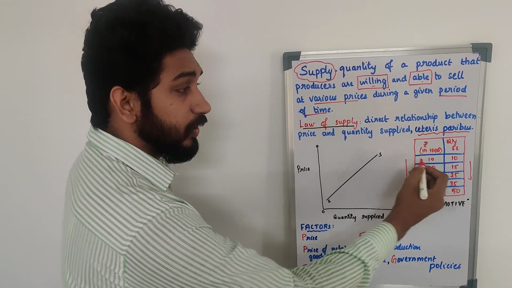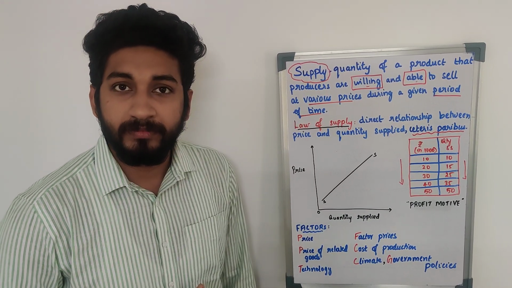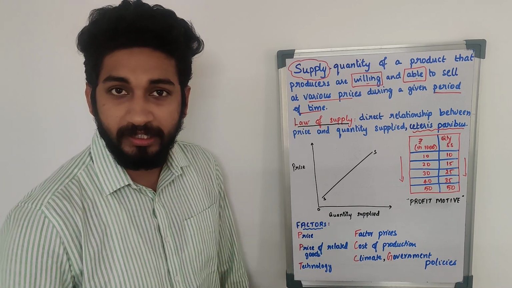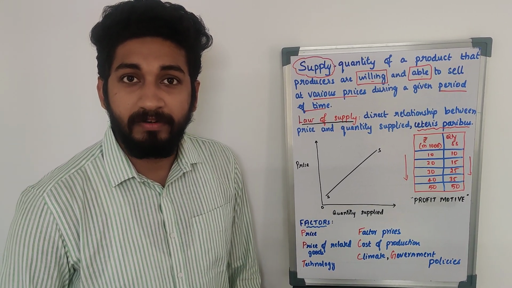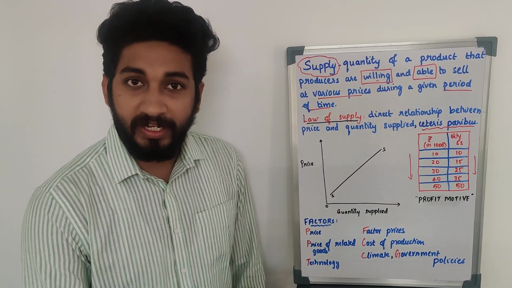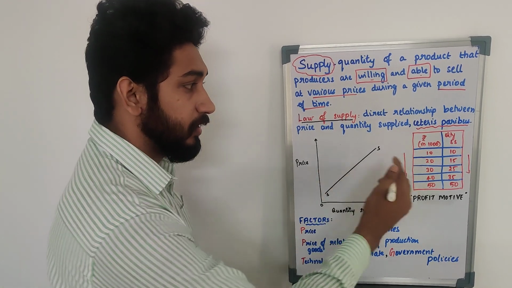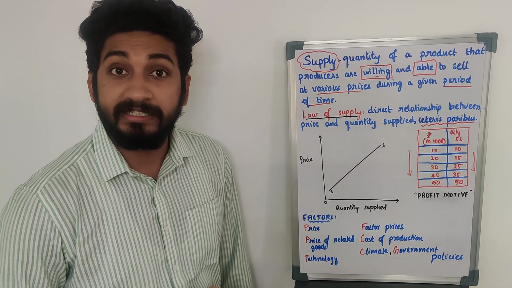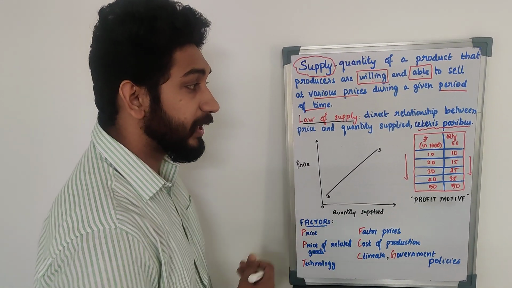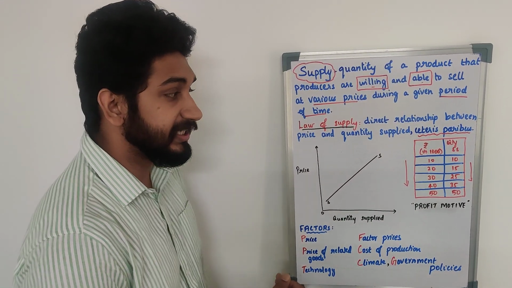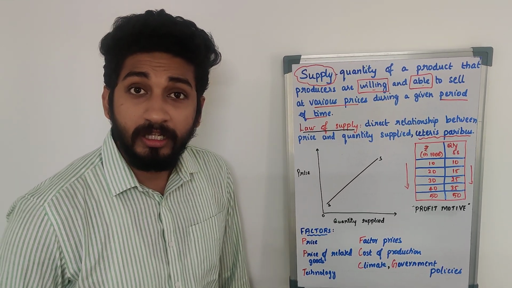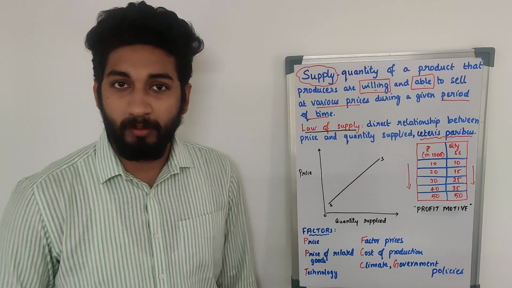We can see here when the price was 10,000, the supplier was ready to supply only 10 units of television. In our previous example, when we discussed demand, we considered the same example. When the price increased to 20,000, the quantity supplied increased to 15. When the price is 30,000, the quantity supplied increased to 25. When the price kept on increasing, the producer was happy to supply more.